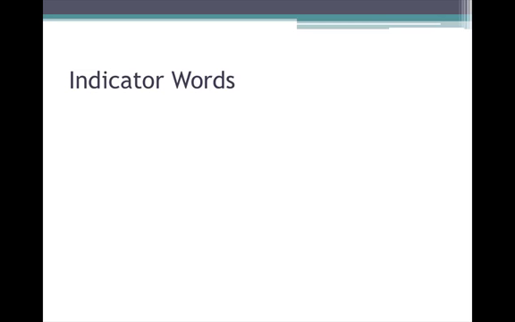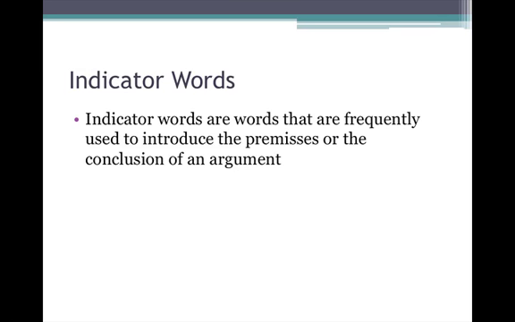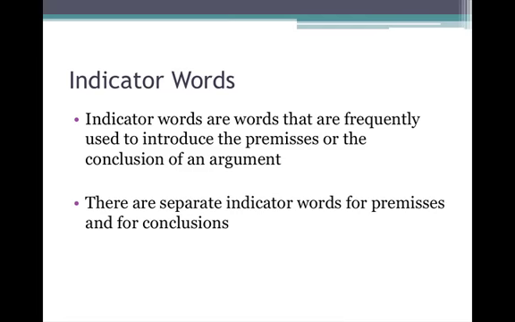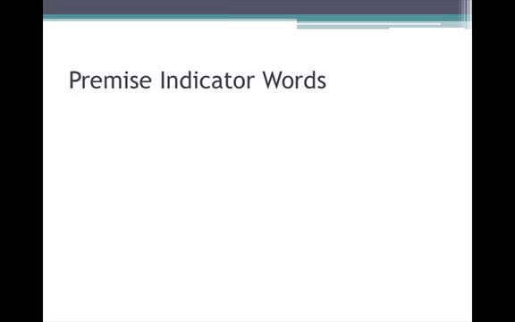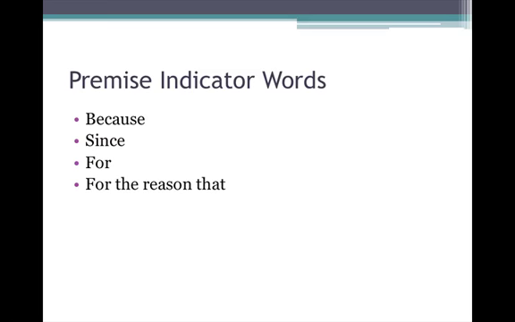Something that's going to be really helpful in identifying premises and conclusions is the presence of indicator words. Indicator words are words that are frequently used to introduce the premises or the conclusion of an argument. There's a separate set of indicator words for premises and a separate set for conclusions. A bunch of indicator words for conclusions include therefore, thus, and so, consequently, necessarily, hence, it follows that, and for that reason. And when it comes to premises, we've got because, since, for, and for that reason.